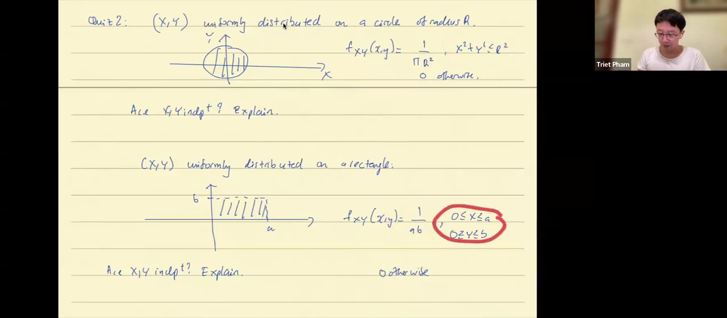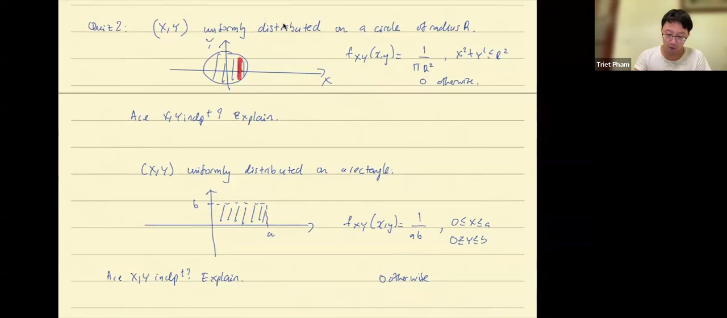Here, with the shape of the support, you see, X and Y don't influence each other. No matter where X is, Y is between 0 and B. No matter where Y is, X is between 0 and A. On the other hand, here, if X is over here, then Y is only from here to here. If X is over here, Y is from here to here, right? So in some sense, the smaller X is in terms of magnitude, the bigger Y can be in terms of magnitude, and vice versa. That alone tells you they're not independent. Okay, so far.